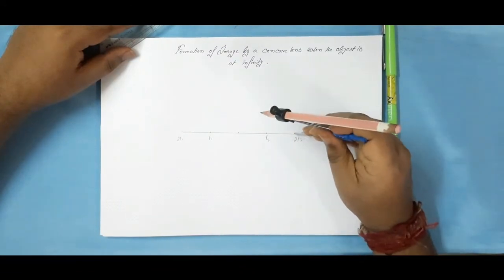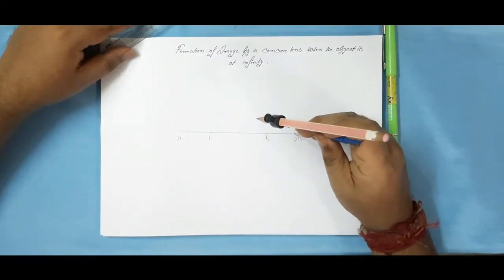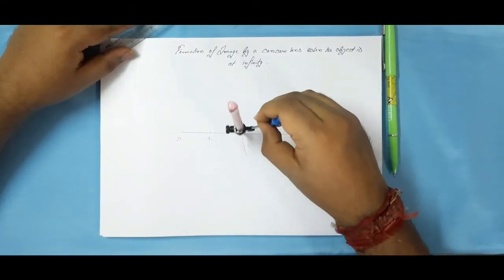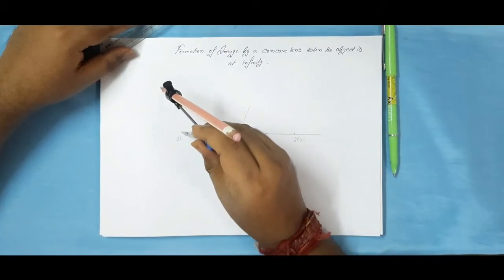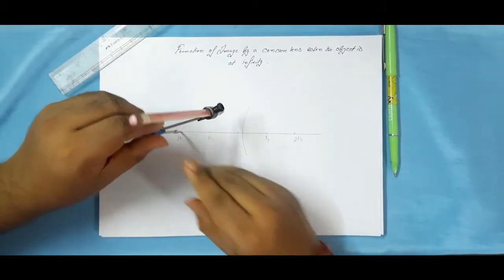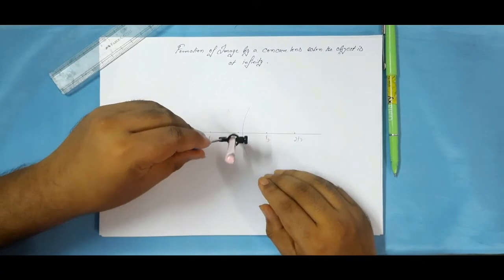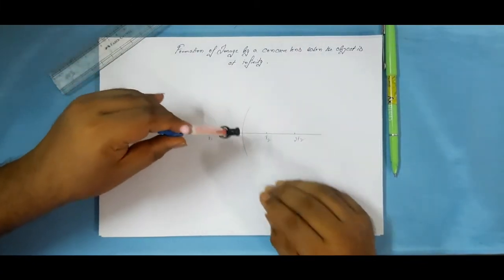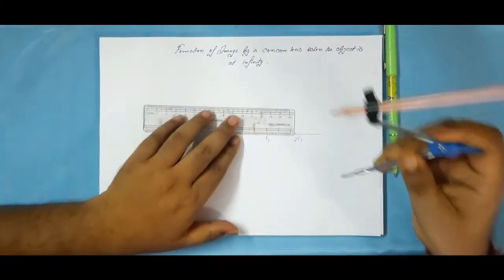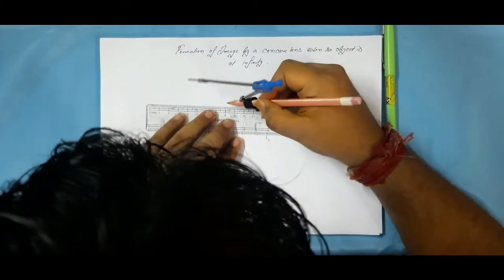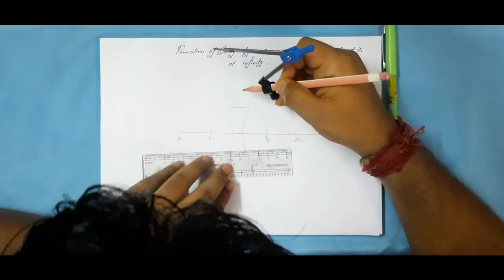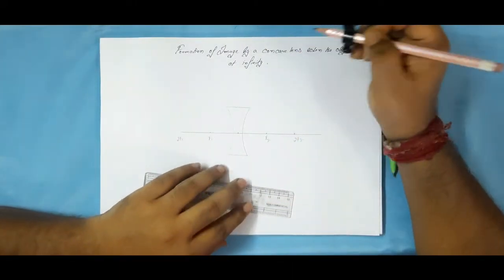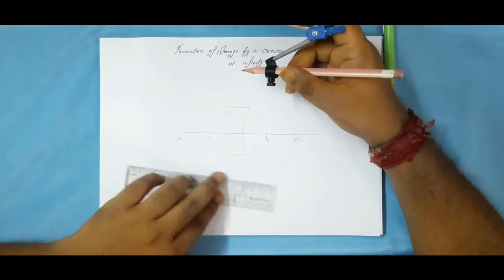Again, taking this as center of curvature, you are drawing the concave lens. The concave lens we will draw like this. Okay, again from f1 the same thing happens. So this is our concave lens. What is given? The object is placed at infinity.